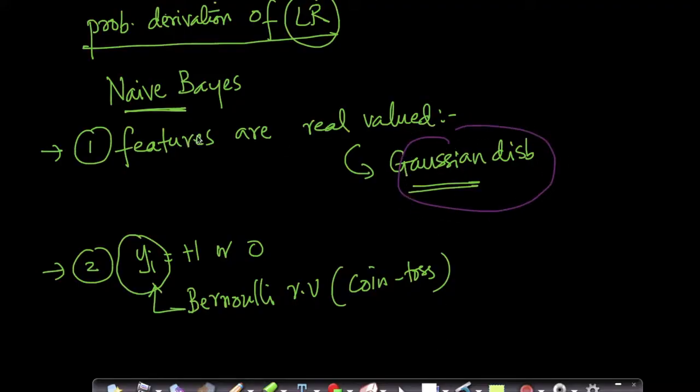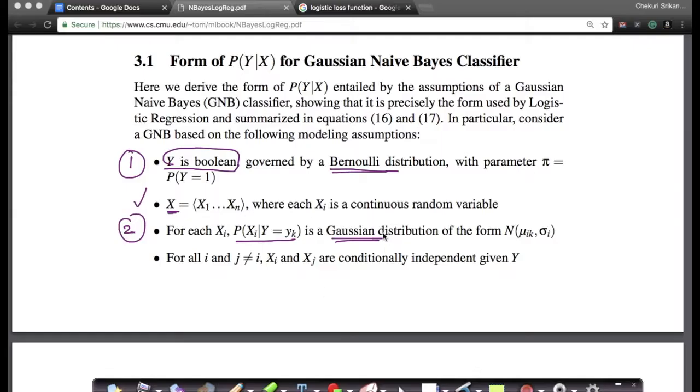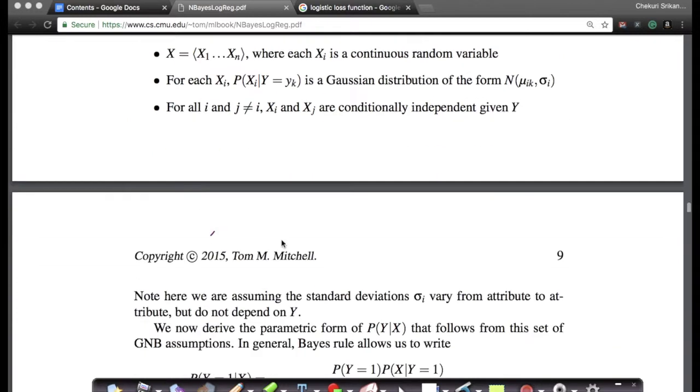What I meant here is your features are real valued. If your features are real valued, you're assuming that the probability of xi given yi is normally distributed with some mu i and sigma i. If that's the assumption you're making, and for all i and j, xi and xj are conditionally independent, this is the naive Bayes assumption, right?